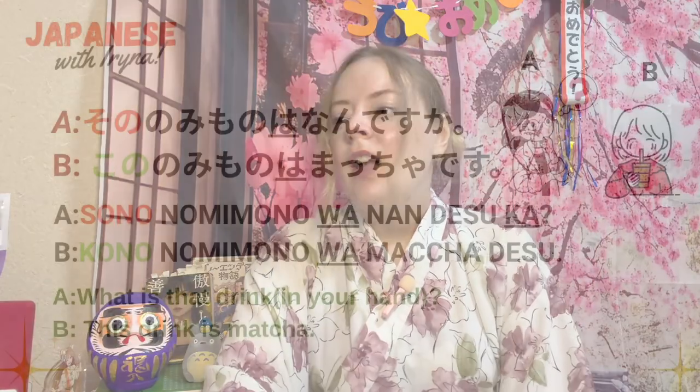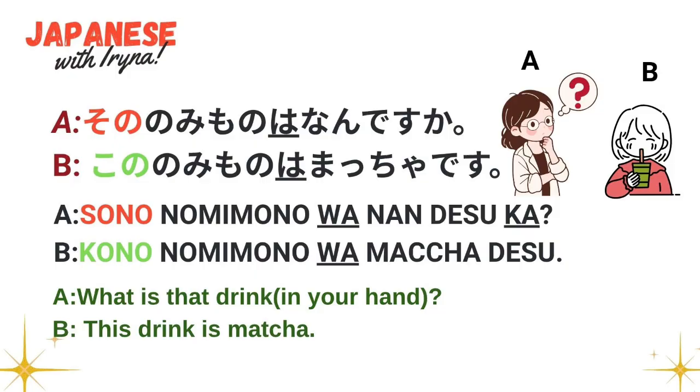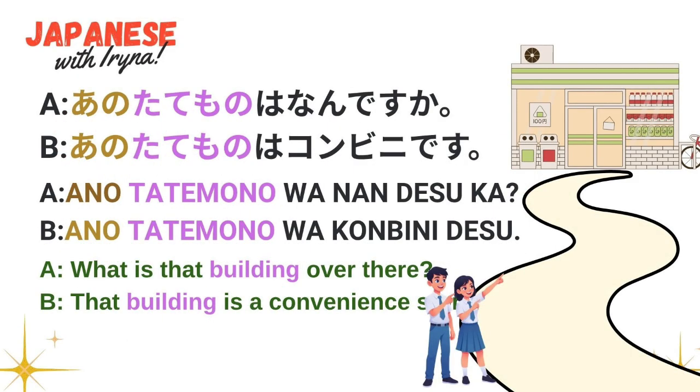Also, let's see some more examples, then you will understand the usage better. その飲み物は何ですか？この飲み物は抹茶です。What is that drink in your hand? This is matcha. あの建物は何ですか？あの建物はコンビニです。What is that building over there? That building is a convenience store.